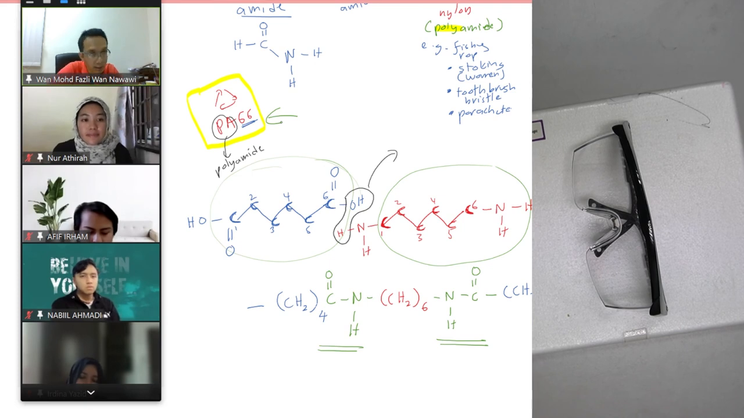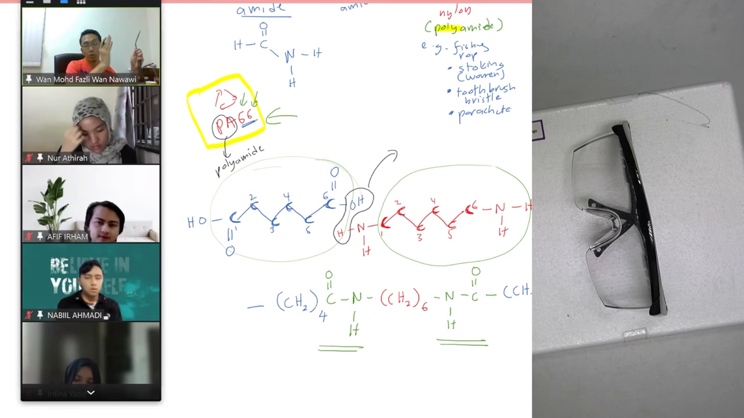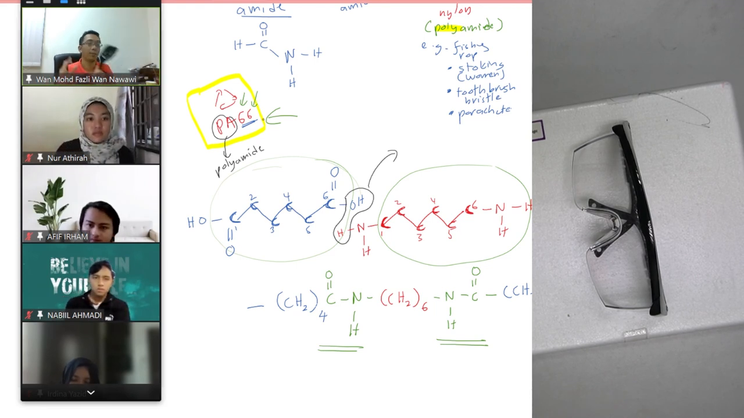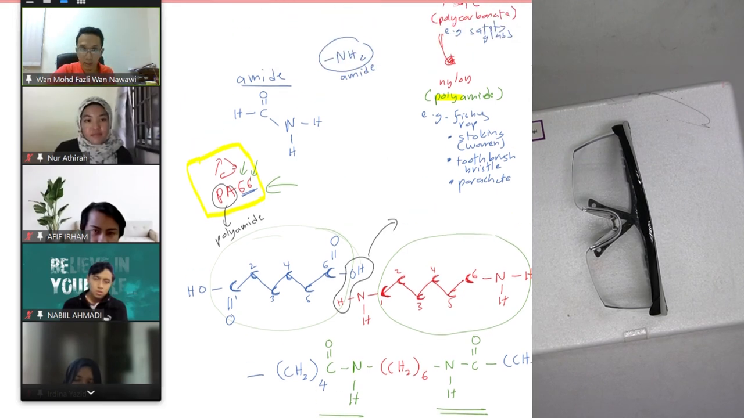When you see nylon, they put PA66. What does it mean by 6-6? Basically it's the 6 carbon atoms of one molecule and another 6 carbon atoms from another molecule combined together, and the bridge between them is the amide linkage. So you have this repeated amide linkage again and again, so you get polyamide. That is basically what we call nylon.